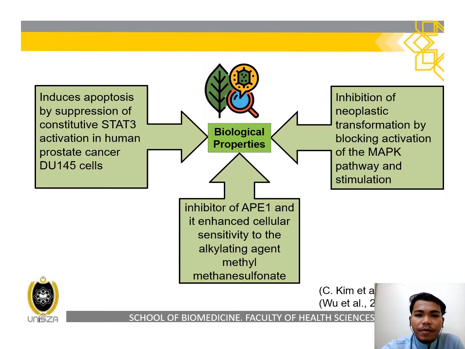And its biological properties, such as inducing the apoptosis by suppression of constitutive STAT3 activation in human prostate cancer. Besides that, it also triggers the inhibition of neoplastic transformation by blocking activation of the MAPK stimulation pathway in cancer. It also inhibits APE1 and can enhance cellular sensitivity to the alkylating agent such as methylmethanesulfonate.